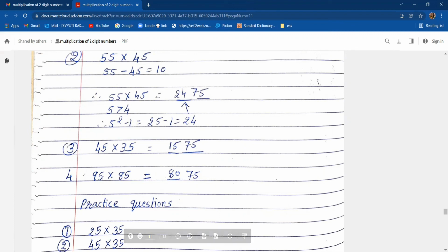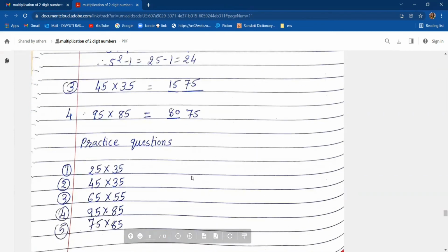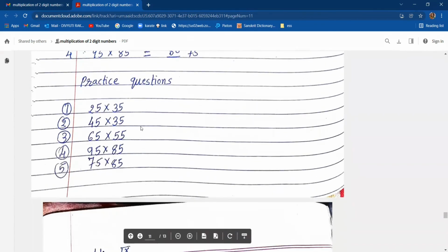Okay, so again 95 into 85, this is the last example of this kind of method. I will put 75 here, and 9 is the bigger one, so 9 square is 81, 81 minus 1 is 80, so 8075 is the final answer. So very simple method, no? These are the practice questions. Please note them down and do practice. Very simple things are there.